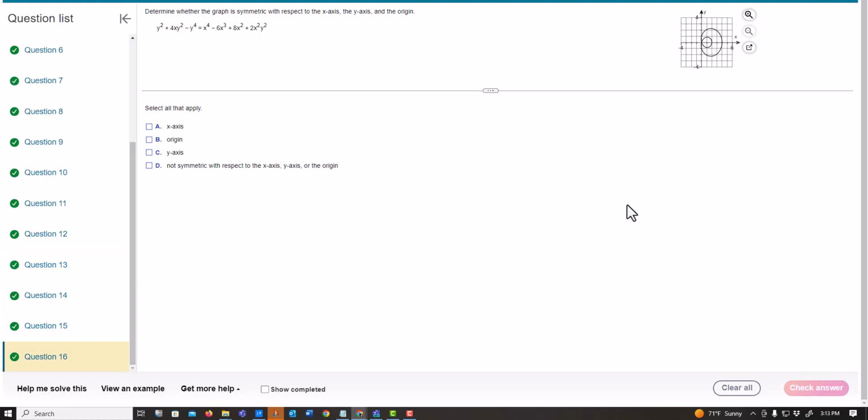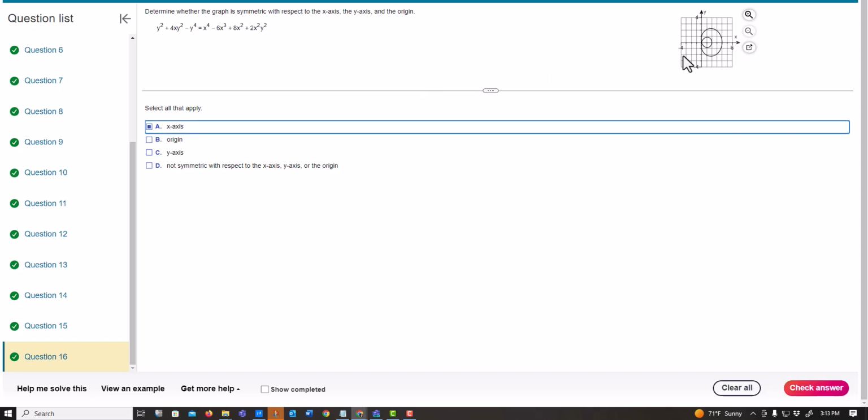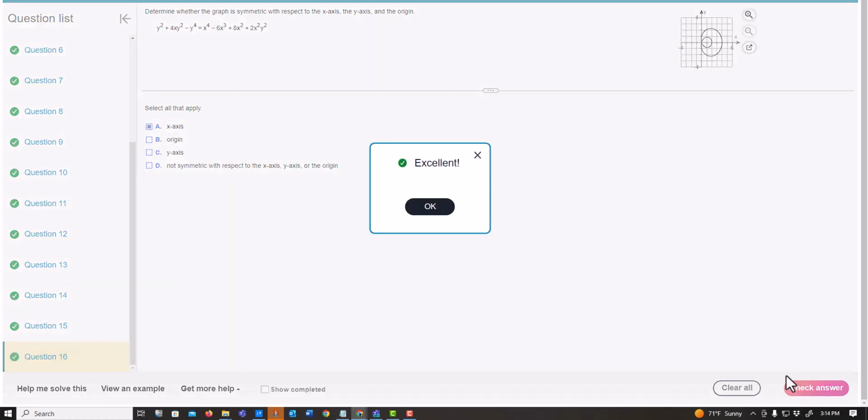And then finally here, I can see this is kind of crazy, right? But if I put a mirror on the x-axis, it looks like it's symmetric with the x-axis. Would it also be symmetric with the origin? No, because we can see that in this case, my x doesn't become a negative x, and my y does not become a negative y for both.